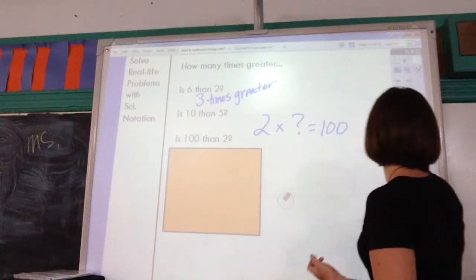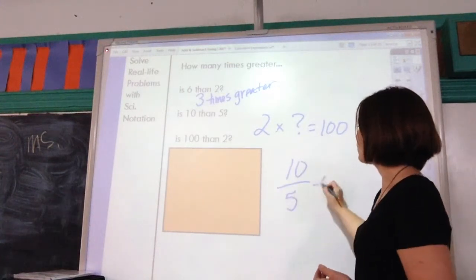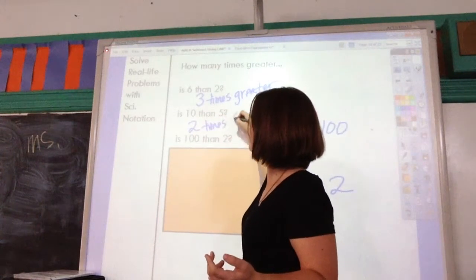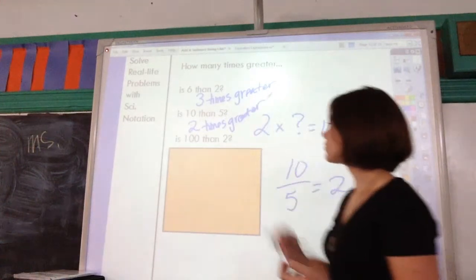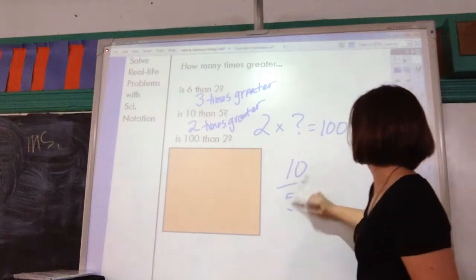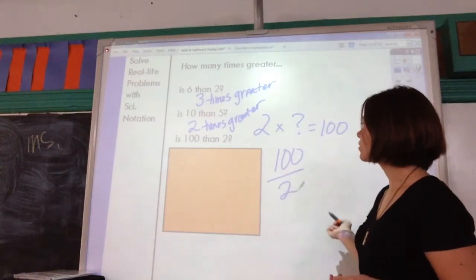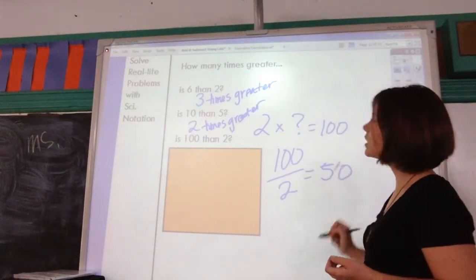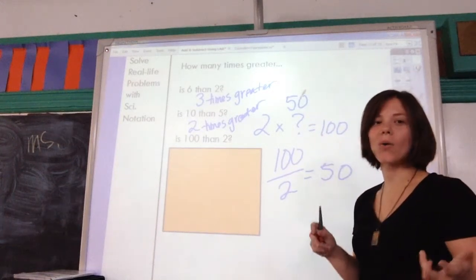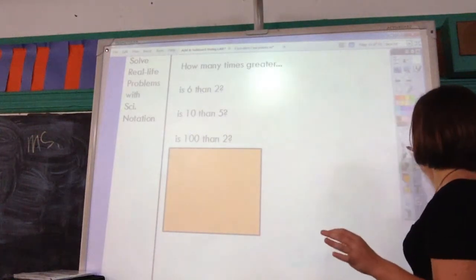Let's see if that works for the second one. How many times greater is 10 than 5? 10 divided by 5 is 2. And that's true. 10 is 2 times greater than 5. This last one. How many times greater is 100 than 2? I can take 100 divided by 2. 100 divided by 2 is 50, which means 2 times 50 equals 100, or 100 is 50 times greater than 2.